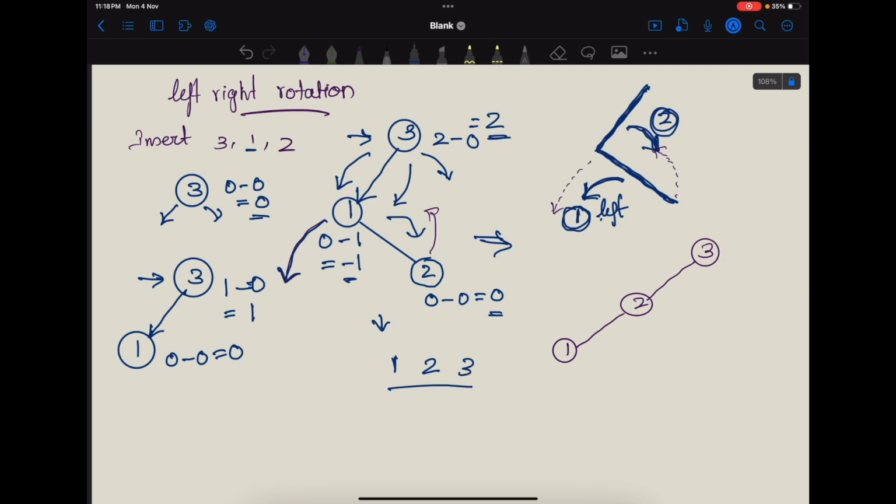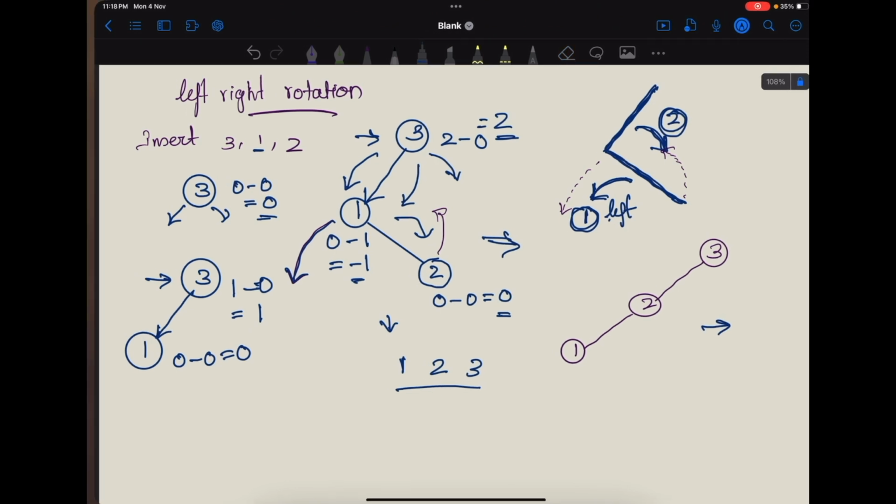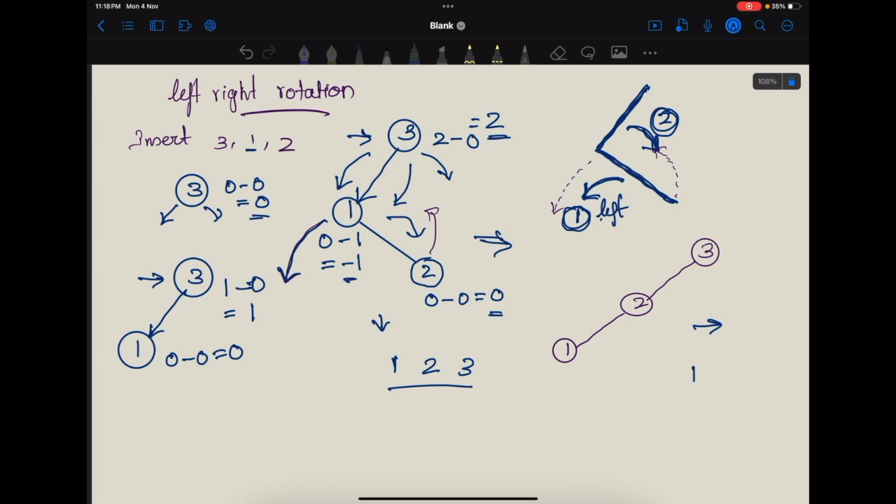After the single rotation, you have to take the in-order traversal of this one. The leftmost node is 1. Then visit the root node, which is 2. There is no right hand side, then go to the root node, which is 3. So the answer is 1 2 3. As of now your rotation is correct.